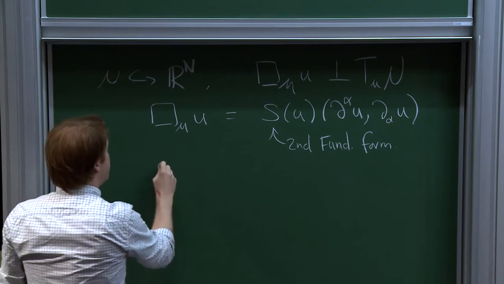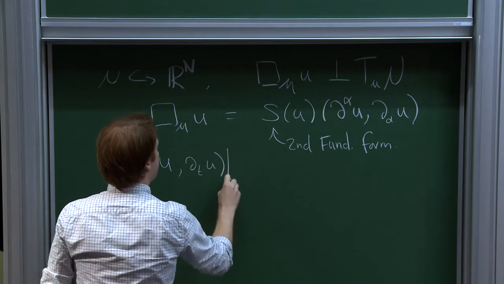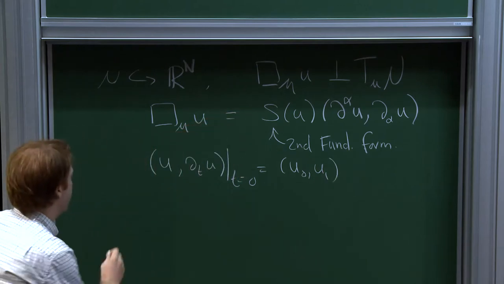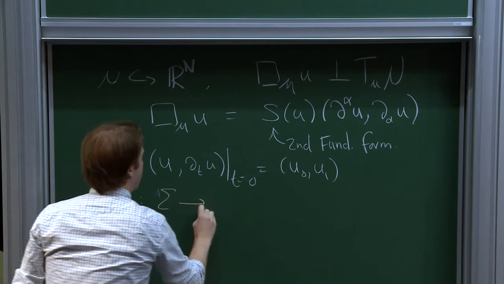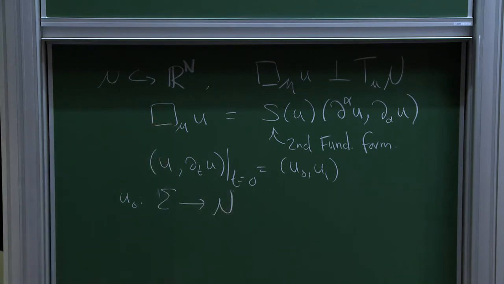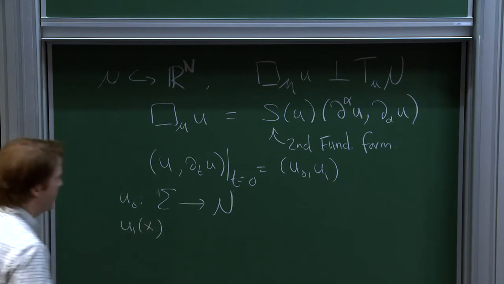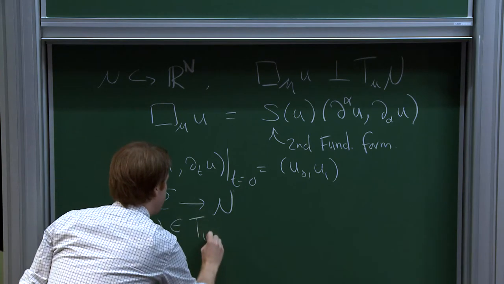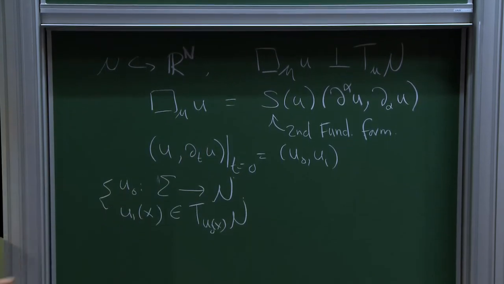We'll study the Cauchy problem, which means that we'll give ourselves initial data, u, dt of u, where u_0 is a map from Sigma into N. I'll take a smooth map into N. And u_1, at each point x in Sigma, is a map into the tangent space, an element of the tangent space at u_0(x) of N. So this is the initial data set for the wave map problem.